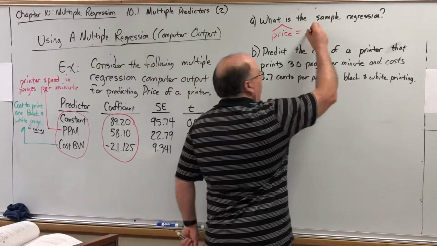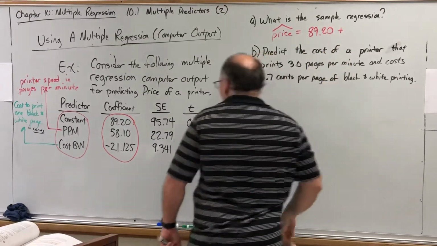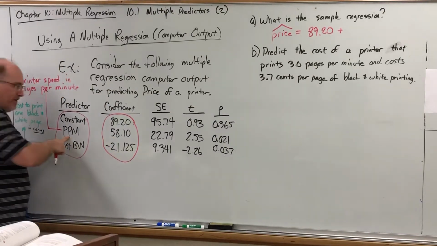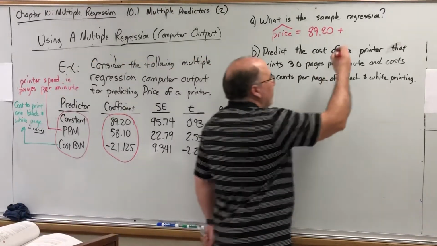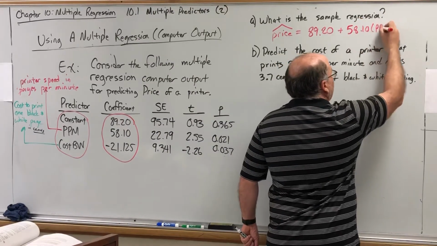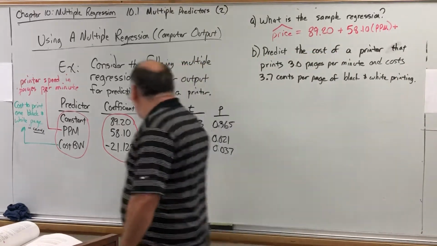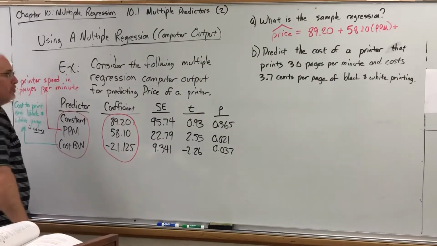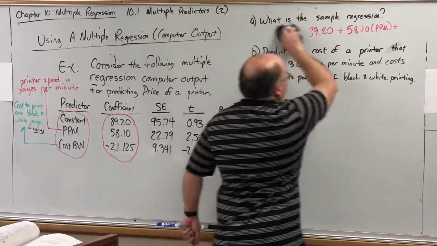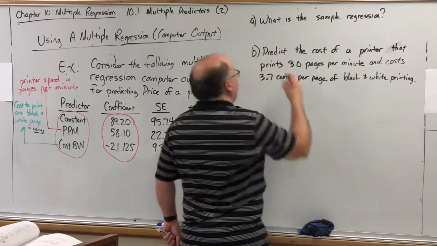So our regression would start with 89.20 plus our next coefficient is the coefficient of ppm, so 58.10 times ppm, I hope this will fit, plus our next coefficient times cost for a black and white printer. And it looks like I'm going to have to move this over some. And because it's a negative coefficient, I can actually write minus.